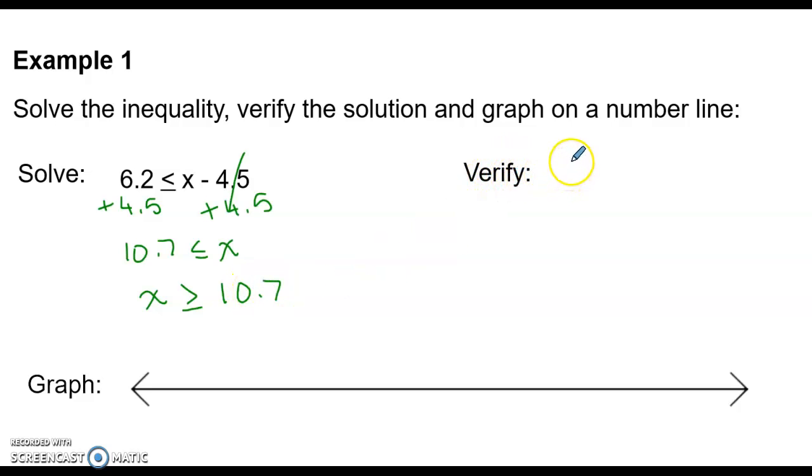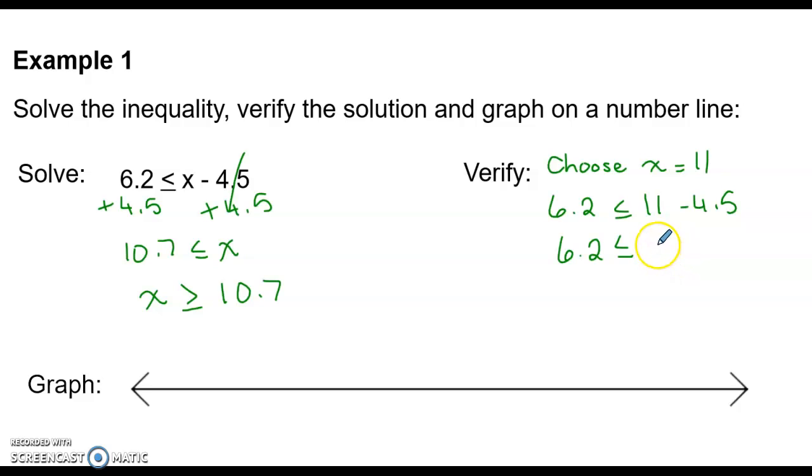I'm going to verify that. So I'm going to choose a number for x. I'm going to say x is equal to 11 because I know 11 is greater than 10.7. 6.2 is less than or equal to 11 minus 4.5. I've just substituted 11 in where the x was. 6.2 is less than or equal to, when I work this out, 11 minus 4.5 is 6.5, and 6.5 is the bigger number, so 6.2 is less than or equal to 6.5.